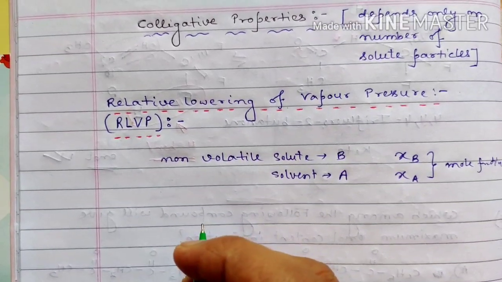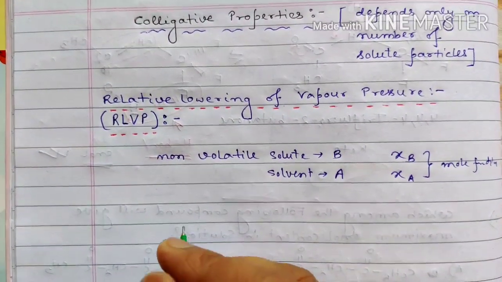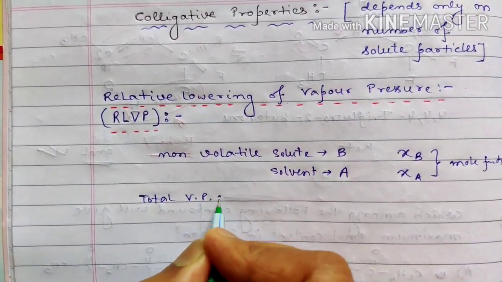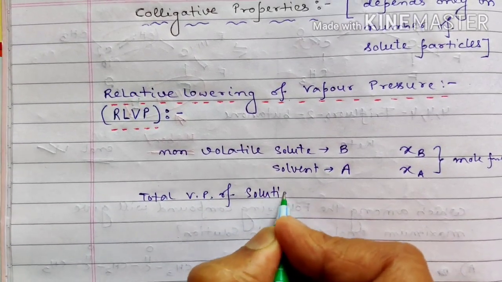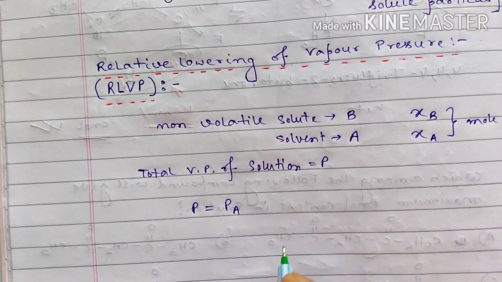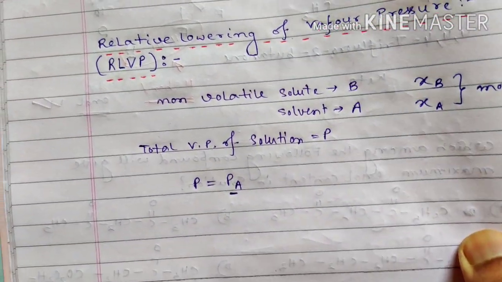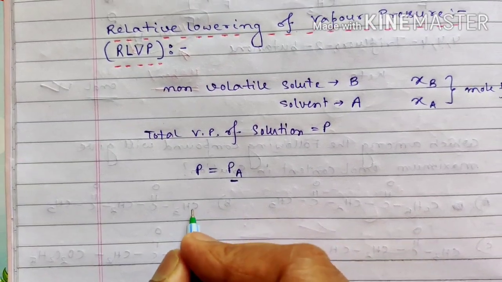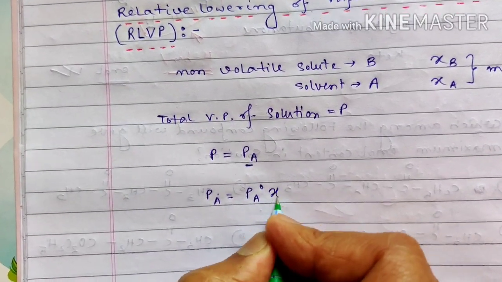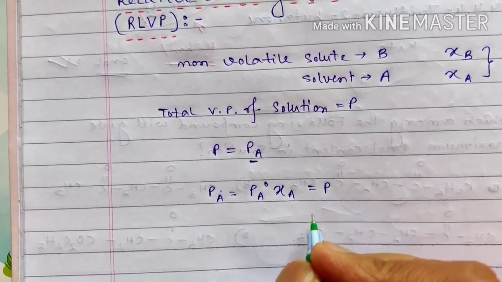as we know that the solute is non-volatile, there will be no contribution of solute to the vapor pressure. So therefore, whatever the total vapor pressure of solution will be generated, suppose that is P, we can say that P is equal to PA because it is completely the vapor pressure of the solvent alone, because the solute will have no contribution. So as we know, PA is equal to PA naught into XA. So we should also be able to write that it is equal to P as well.